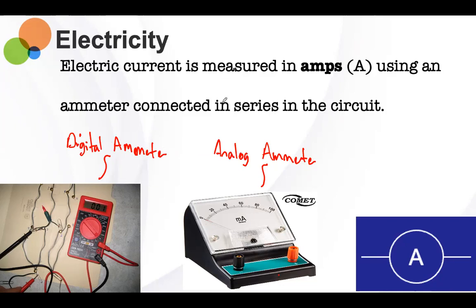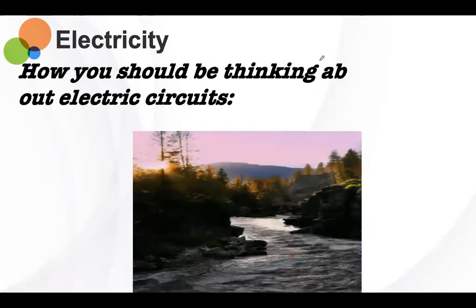All right. So electric current is measured in amps, using an ammeter connected in series in the circuit. And we'll talk about series. When you think about electric circuits, you should essentially think about a river. The flow of charges, this would be called a current. The flow of charges, or the flow of the river, we would call a current. So essentially, the ammeter would measure how fast this current is moving.